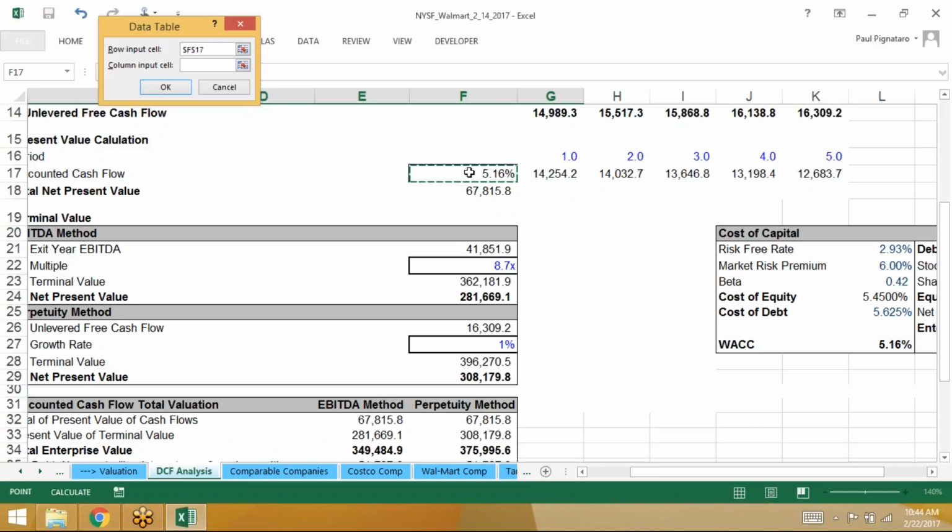You guys got it? You okay? How about the column cell? Oh, where did I get this? Oh, you didn't get it? Alt DT. Try that. Alt DT.